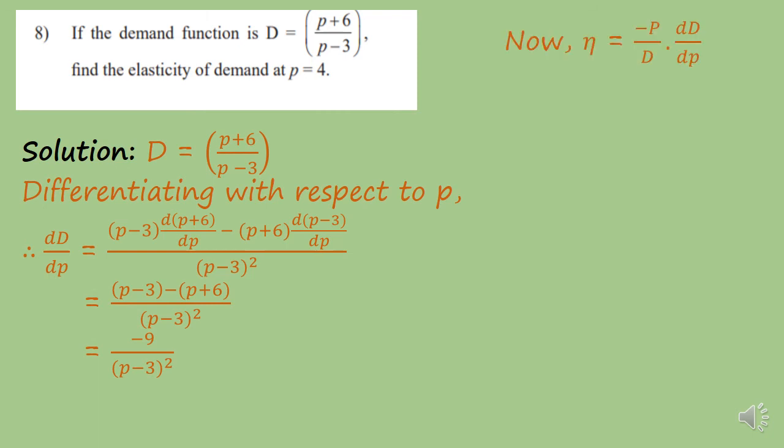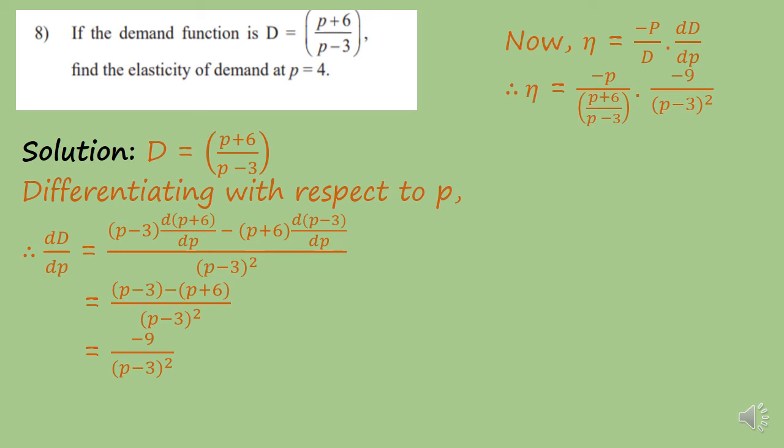Now the formula for elasticity is given as minus p upon d into dd by dp. Remember it properly in the mind. And then in this formula we substitute these values. That is, d is written as whatever value function is given in the question, that is p plus 6 upon p minus 3, and dd by dp is the answer which we got just now.